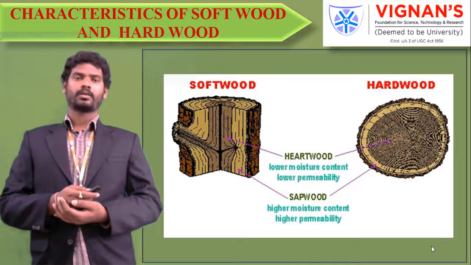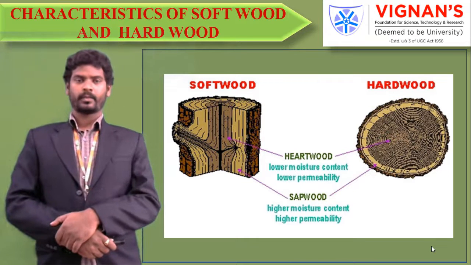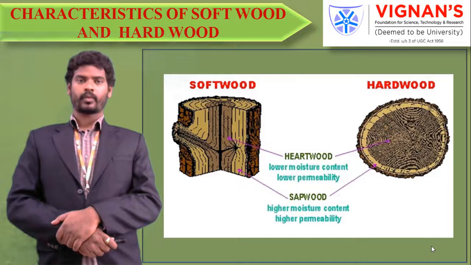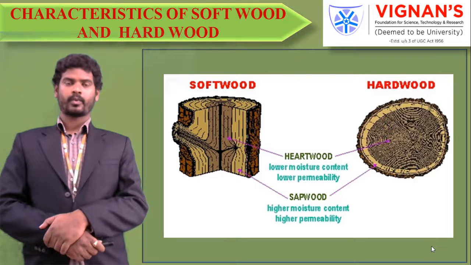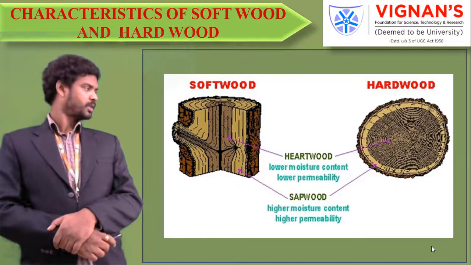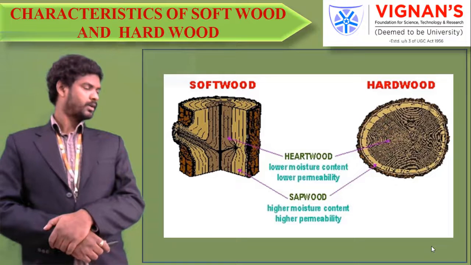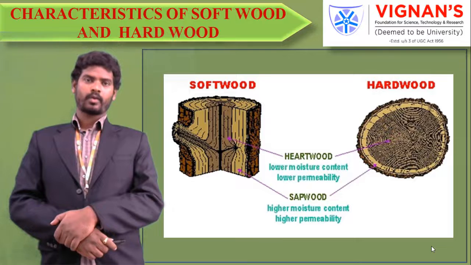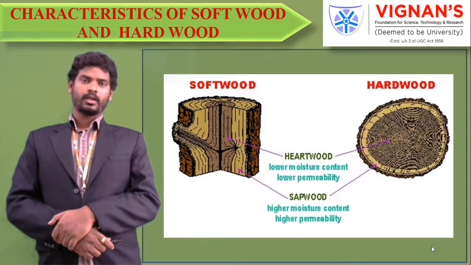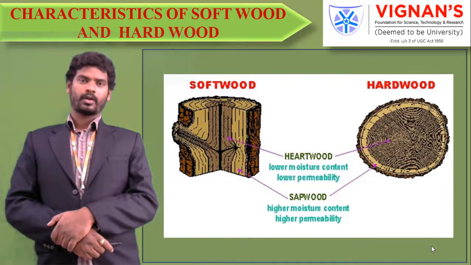The next one, characteristics of softwood and hardwood. Coming to the characteristics of softwood and hardwood, these two woods consist of heartwood and sapwood. The heartwood consists of lower moisture content and lower permeability. Sapwood consists of higher moisture content and higher permeability. Then coming to the difference between the softwood and hardwood.